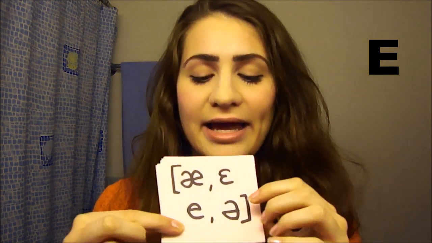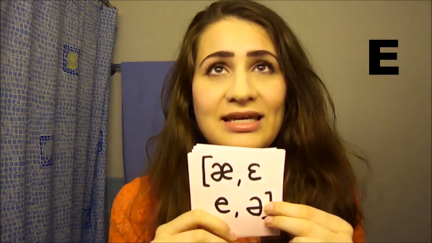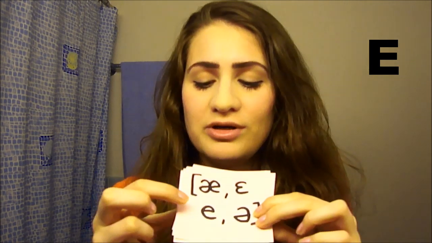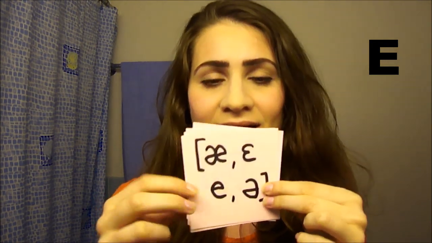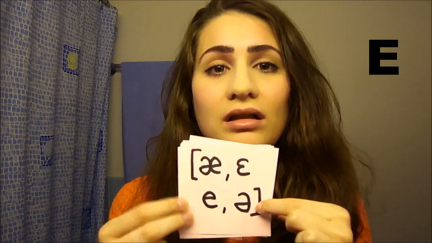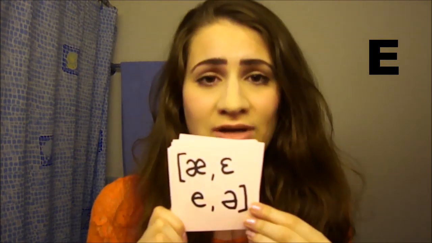Then we have words like Esel, which means donkey, that has this one. And the second E, it is spelled E-S-E-L. So the first E is like this, and the second one is a schwa. So, as you can see, one letter but four different ways of pronouncing it.